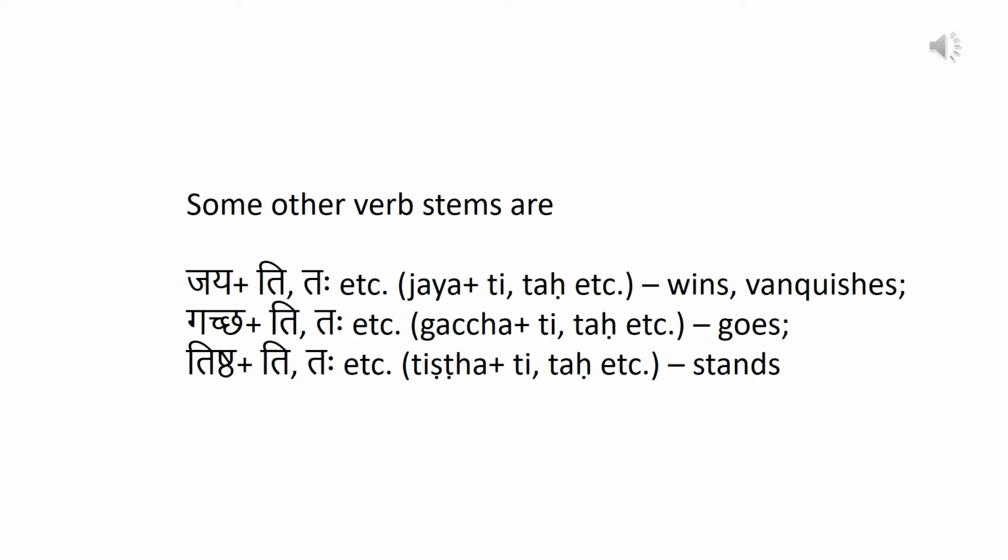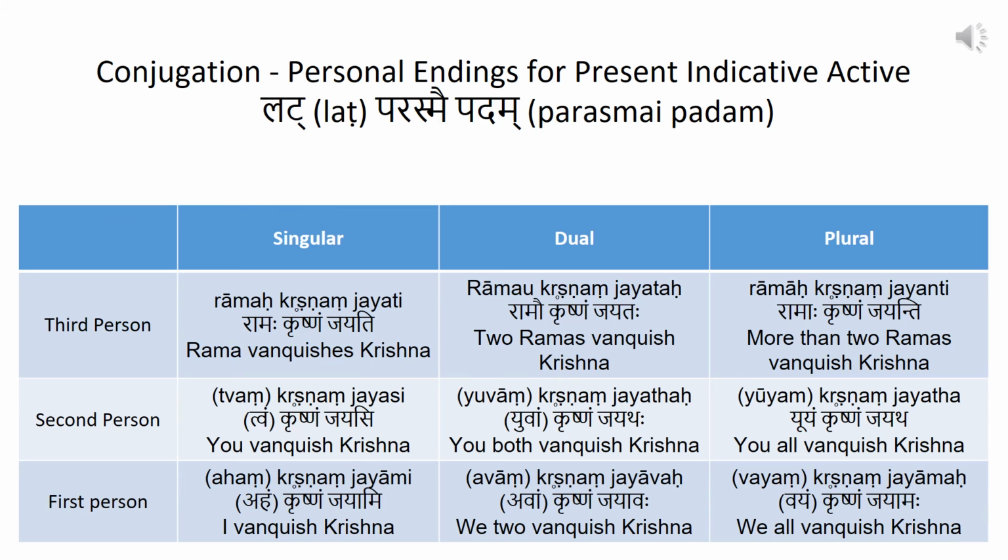Other verbs coming from other classes form their verb stems in their own fashions and then add the same endings to get their conjugations. We will learn about how verb stems of other classes are generated in subsequent lessons. A few other verb stems are jaya, wins, vanquishes, gacha, goes, tishtha, stands, etc. The forms of jaya are given here.